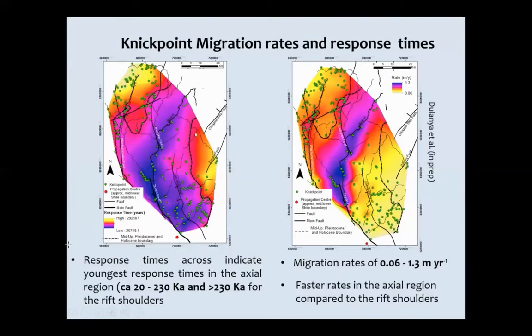compared to the rift shoulders which were of slightly older age, greater than middle Pleistocene to lower Pleistocene. The rates of Knickpoint migration are also variable depending on where you are in the rift. Within the boundary fault area, we see that the rates of migration are slightly lower at 0.06 meters per annum, compared to the middle part of the Middle Shire, the actual river system, where the rates can go up to about 1.3 meters per year. That is, we have faster rates in the axial region compared to the boundary fault regions.